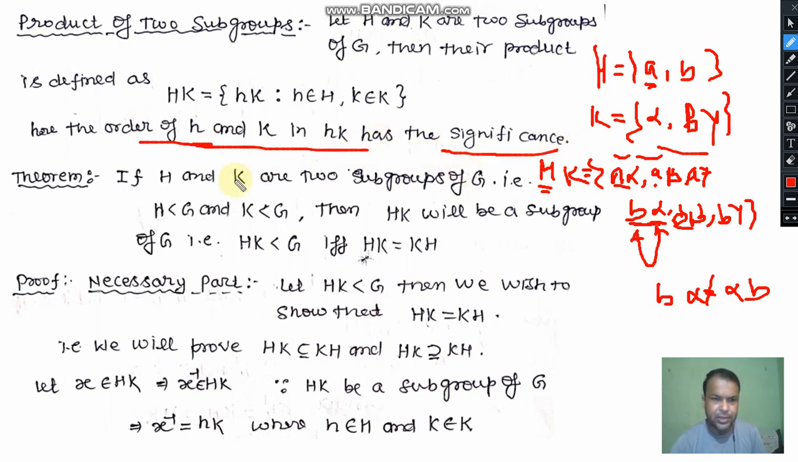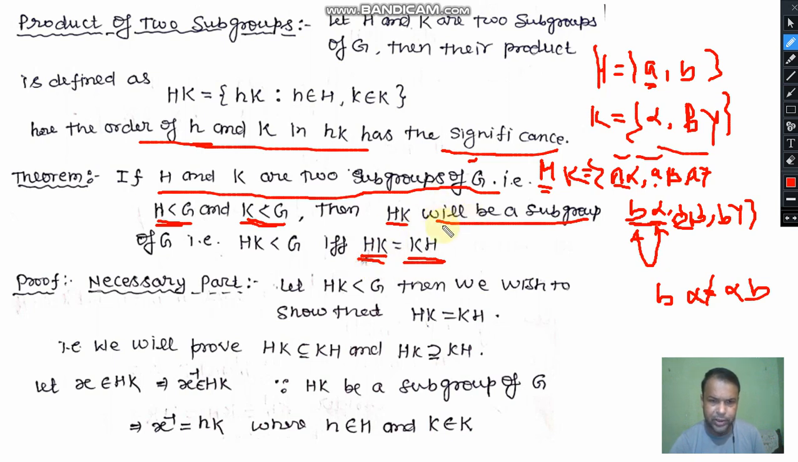Now we have to discuss one more theorem. In this theorem, it is stated that H and K are two subgroups of G. Here G is a group, and H and K are two subgroups. Mathematically, you can write this as: if H is less than G, which means H is a subgroup of G, and K is a subgroup of G, then HK will also be a subgroup of G if HK is equal to KH. It means if this product commutes, then HK will be a subgroup.